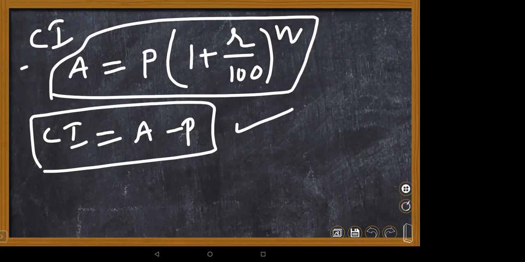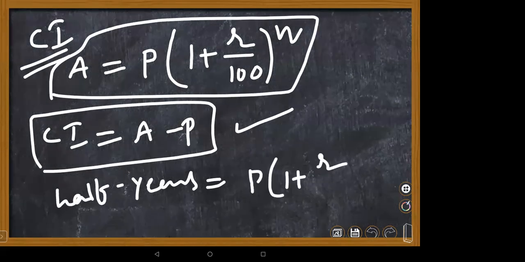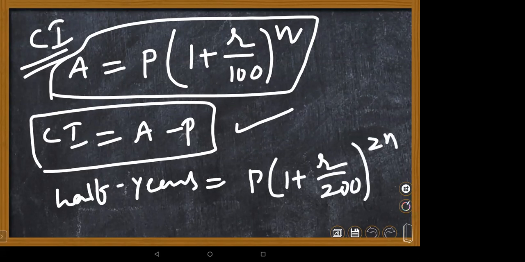So suppose half yearly is given as the time period, then what formula are you supposed to use, children? You can use directly P into 1 plus R by 200 whole to the power 2n, children. Yes, this 2n, ma'am. This is the formula you're supposed to use.